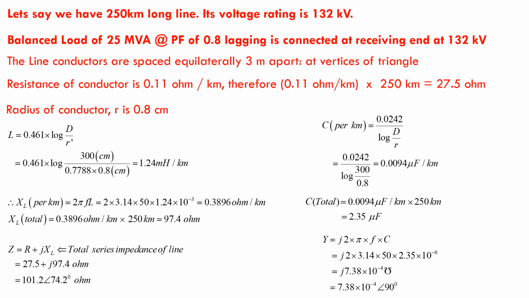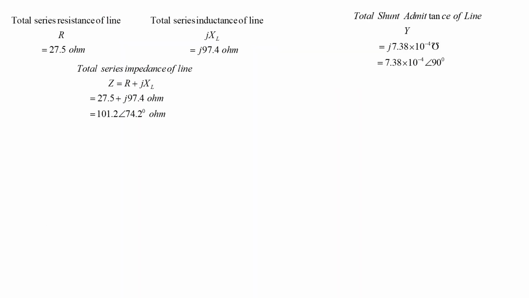From this you can calculate the shunt admittance by using the equation j2πfC, so that you get the value of shunt admittance equal to 7.38 into 10 raised to minus 4, angle 90 degrees. This is the summary of the parameters for the transmission line under consideration at present. R is 27.5, XL is 97.4. From that you can calculate the series impedance, and the shunt admittance is already calculated.